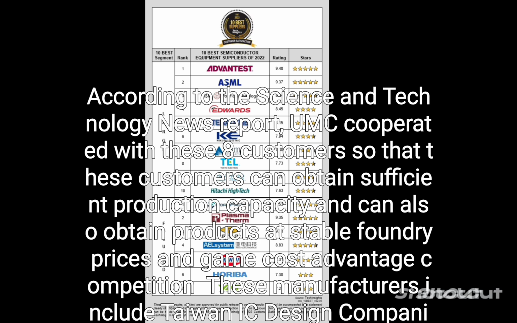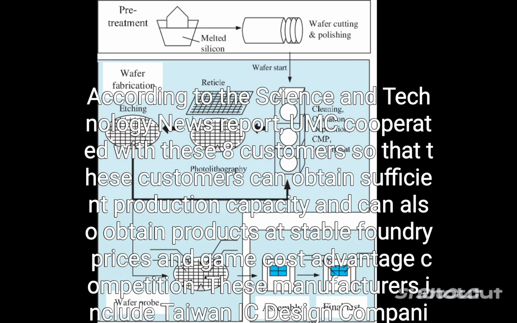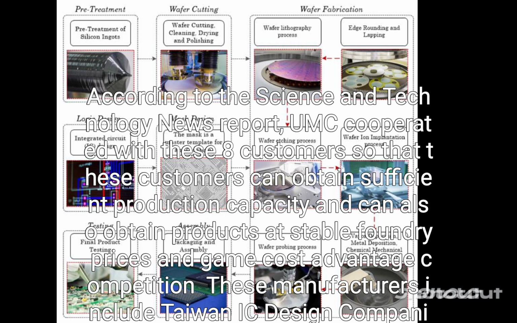According to the Science and Technology News report, UMC cooperated with these 8 customers, so that these customers can obtain sufficient production capacity, and can also obtain products at stable foundry prices, and gain cost advantage competition. These manufacturers include Taiwan IC design companies MediaTek, Novatek, Realtek, Kijing, Yili, and Phison, while foreign customers include Samsung and Qualcomm.